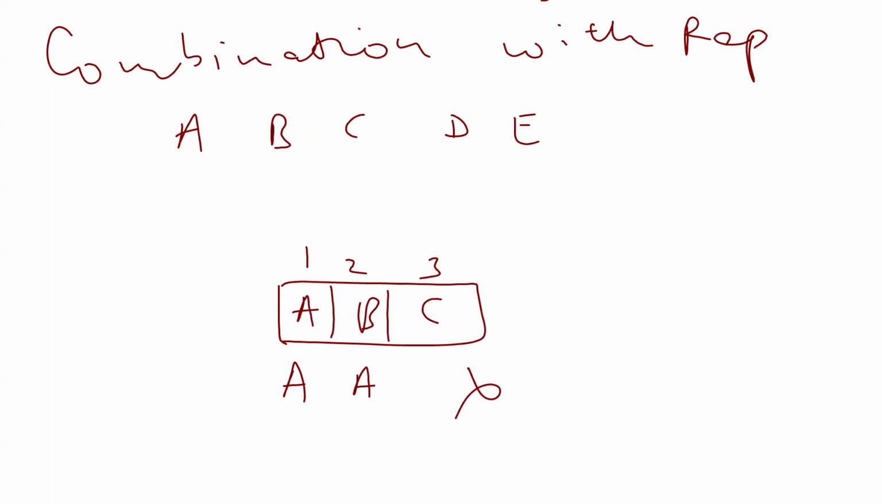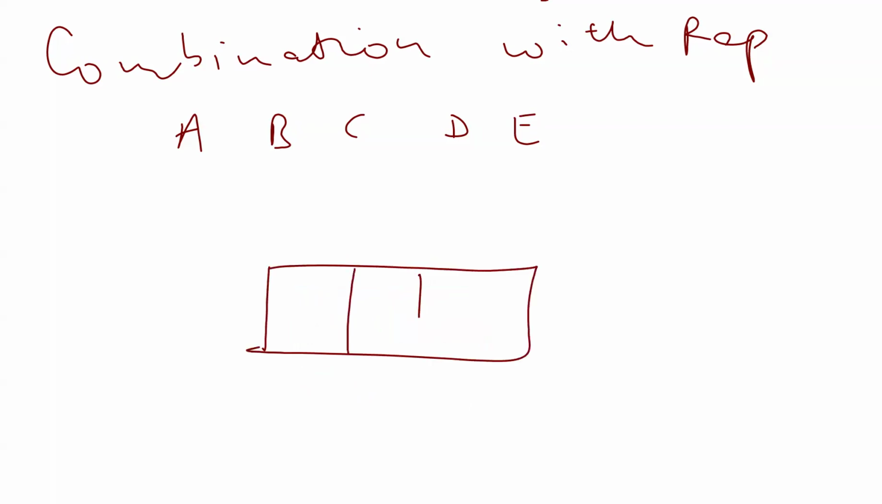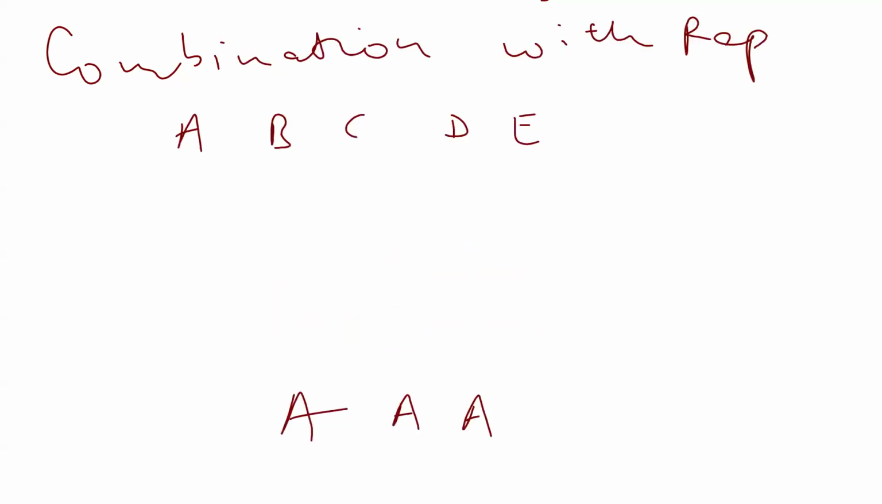But then, for example, there are five different categories of chocolates. And we want to select any three chocolates. So the chocolates can get repeated. A person can opt for two A's and one D or all three A's. So here combination with repetition comes into picture.